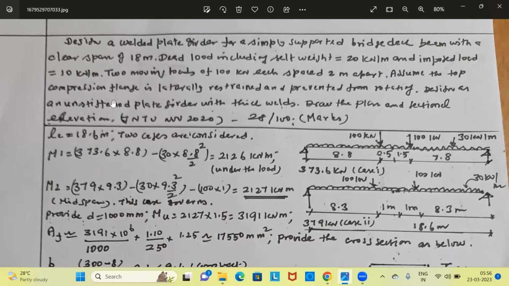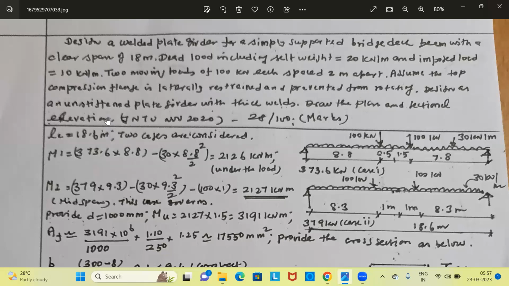Assume the top compression flange is laterally restrained and prevented from rotating. That means full stress can be used. Fy can be taken for calculation of bending moment. If the beam is not laterally restrained, then we have to calculate FBD depending upon the L by R ratio of the beam and also H by thickness of the flange ratio. And here FBD need not be calculated. Fy can be taken for calculation of bending capacity. That is the significance of lateral restraint of the beam.